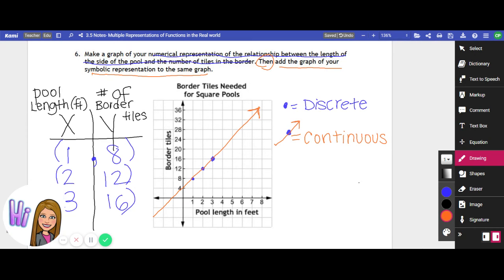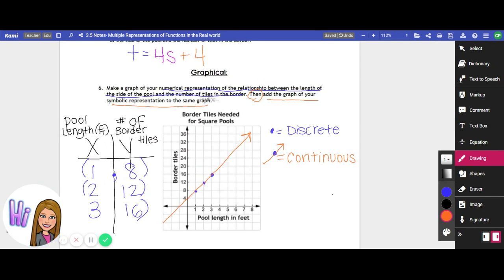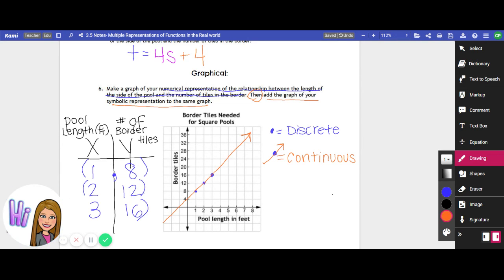So I like that they ask this question first, because in question 7, they go on to talk about it. And at least when they ask it, we have something we can look back as an example right here. So this is the graphical representation of the function, where we have pulled the numbers from the table from the numerical and we've put them into the graph to create a graph.